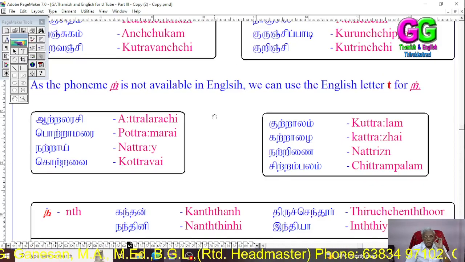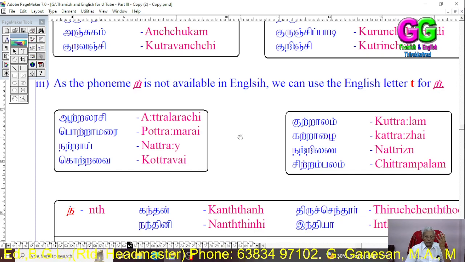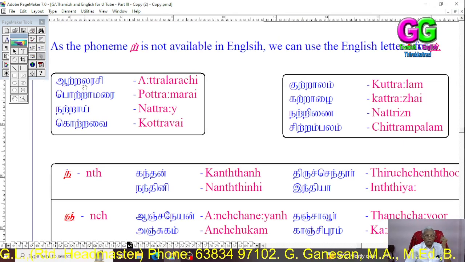Let us see the phoneme it. It is not available in English. So let us use T to refer to the phoneme it. See?